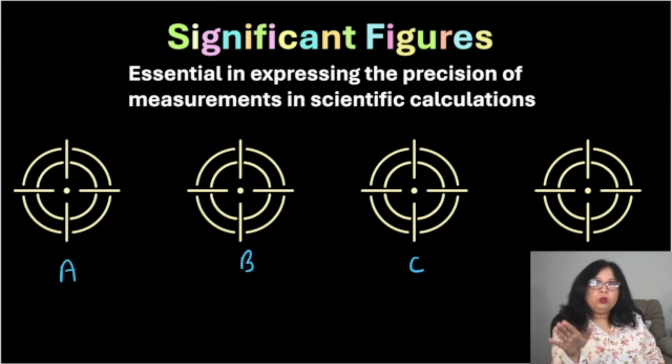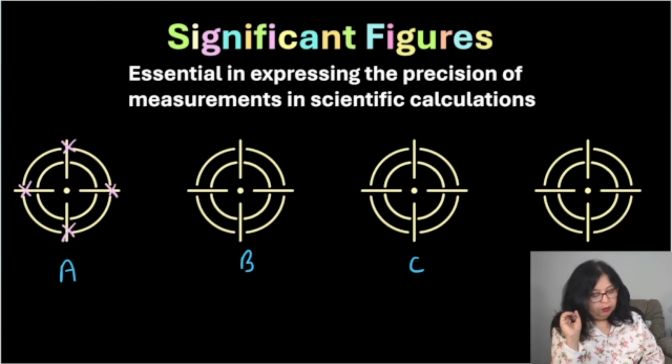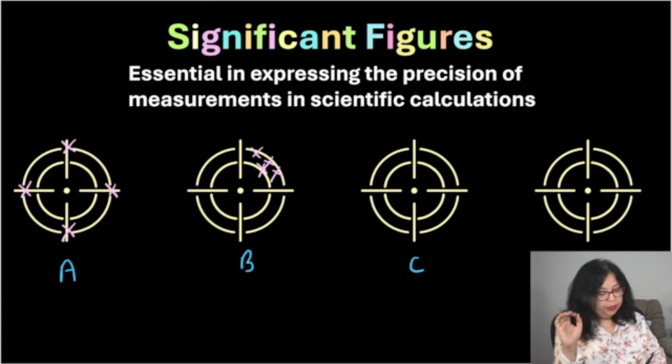Next, we're going to look at this target-making game between 4 players A, B, C, and D. Player A throws his darts and they land 1, 2, 3, and 4. Player B throws his darts and they land 1, 2, 3, and 4. Player C throws his darts 1, 2, 3, 4. Player D, his darts go 1, 2, 3, and 4.